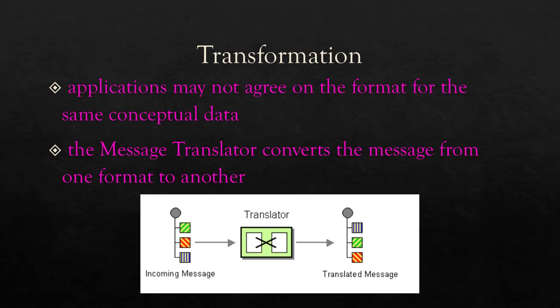Like most technologies, messaging involves certain basic concepts. Once you understand these concepts, you can make sense of the technology even before you understand all of the details about how to use it. We will focus on the concept of transformation. Various applications may not agree on the format for the same conceptual data. The sender formats the message one way, yet the receiver expects it to be formatted another way. To reconcile this, the message must go through an intermediate filter, namely a message translator, that converts the message from one format to another.